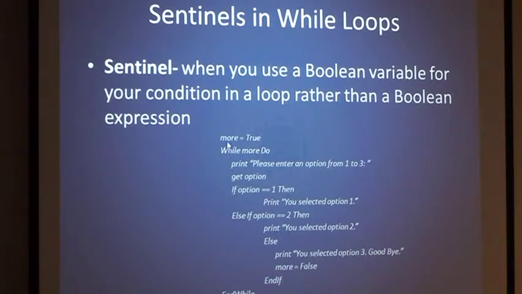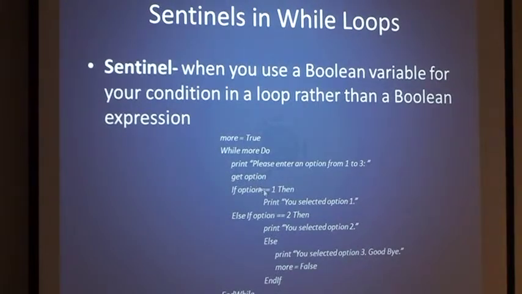Sentinels, again, you could have sentinels of various types. A while loop can have, for example, a Boolean variable. So more is set to true, right? While more is true, you want to repeat all this. And while here, if you enter a 1 or a 2, this loop should keep going. Okay? When you enter a number 3, the loop should stop. So that's why it's saying please enter an option from 1 to 3.